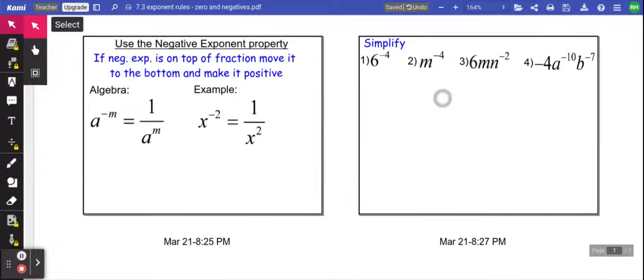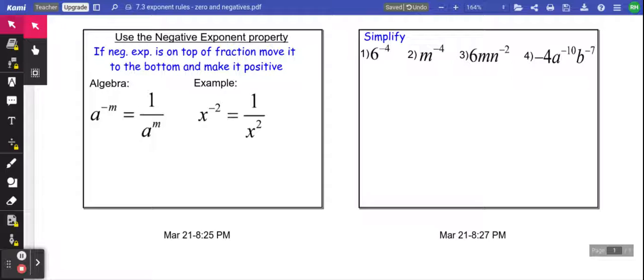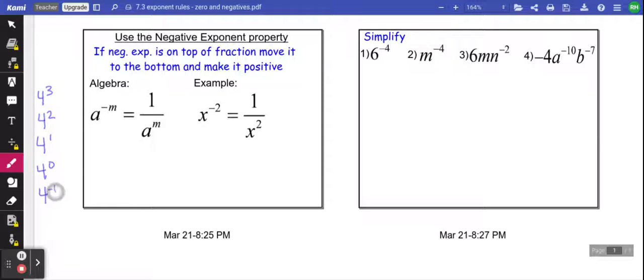All right, so our second property is the negative exponent property. Negative exponents actually end up creating fractions. They don't mean that you have a negative number necessarily, okay? And I can prove that to you with a little demonstration here. If you were to do 4 to the third, 4 squared, 4 to the first, 4 to the 0, and then do negatives, 4 to the negative 1, negative 2, and negative 3, right?